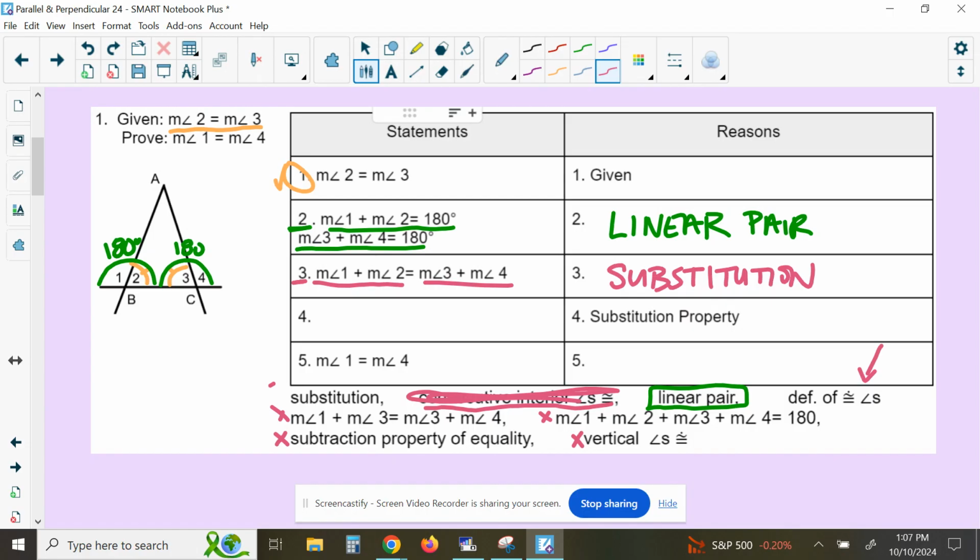Why was this line substitution? What did they look at on this line? Doesn't it say that this 1 and 2 make 180, but also 3 and 4 make 180? So can't they just take this 3 and 4 and put it right here in this 180 spot? Because they both equal 180. So that's how they got substitution on that line.